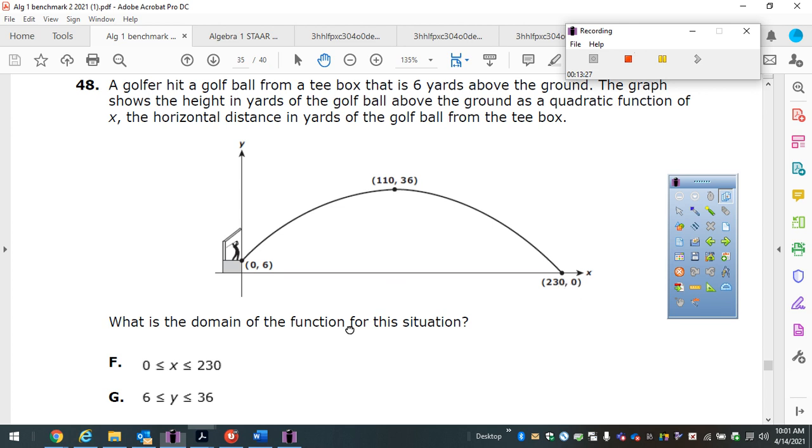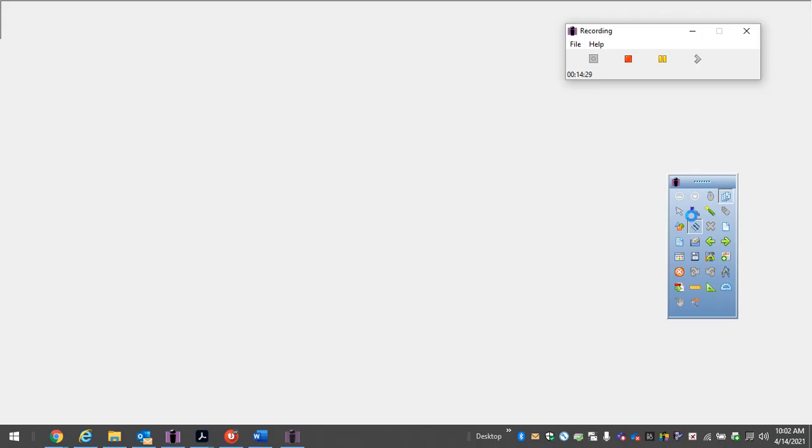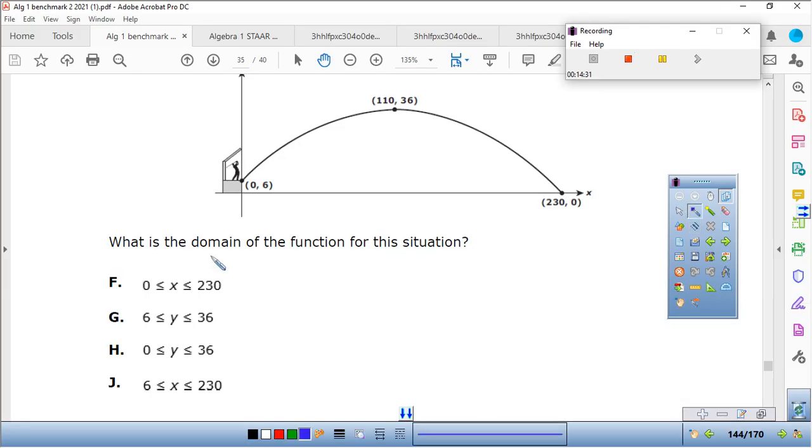Domain, x values. So I should have actually pointed that out too. Domain is your x. These things are the y? Wrong. Anything with a y? Out. Don't even worry about these numbers. You want to know what is the least to greatest? Least is 0. Check. The greatest, 230.